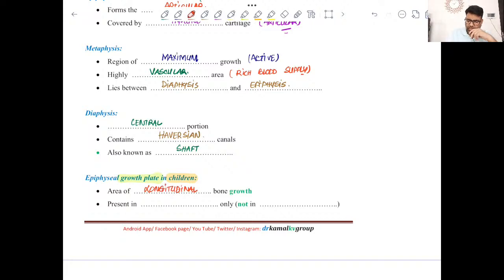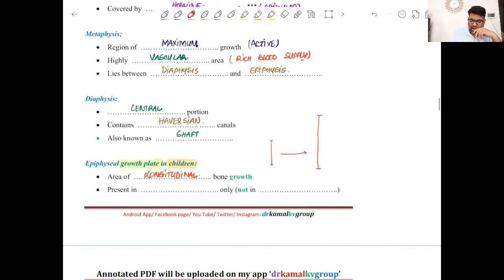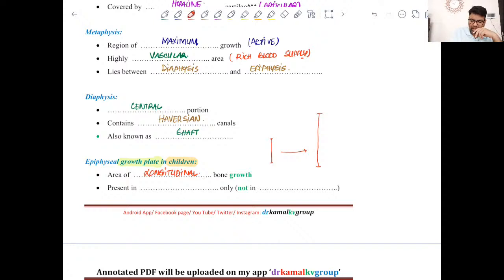Longitudinal means, suppose at one period of time the length of the bone is this, and after some time the length of the bone will become this. So it means it is increasing in length, and it is present only in children. That, I think, must be clear to you by now, and it is not seen in adults.